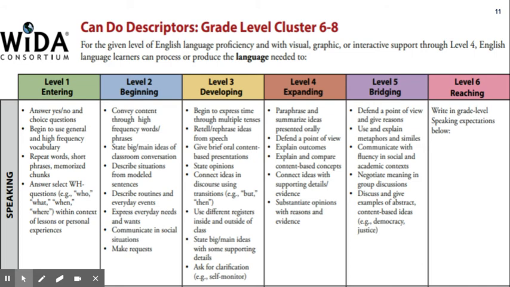These students generally understand the high frequency vocabulary. So think back to those high frequency words. That is what they understand. They also know things like who, what, when, where, and how. So those things they can do as well.